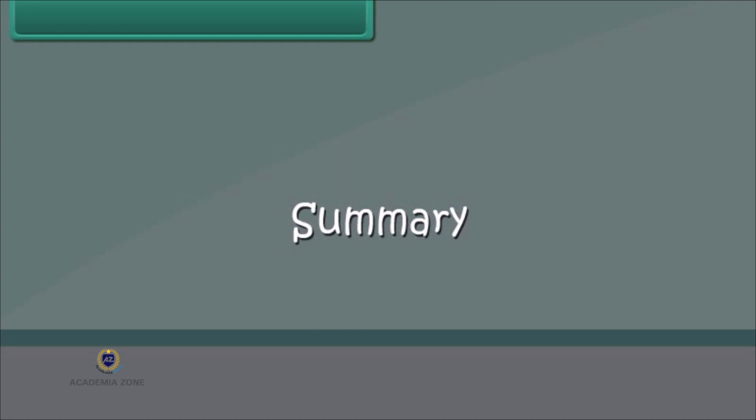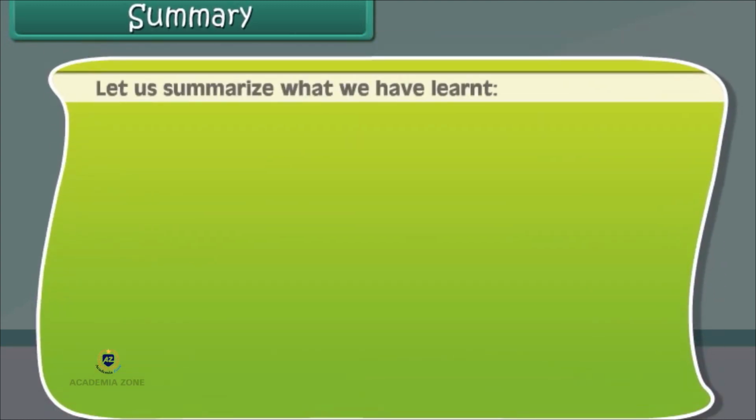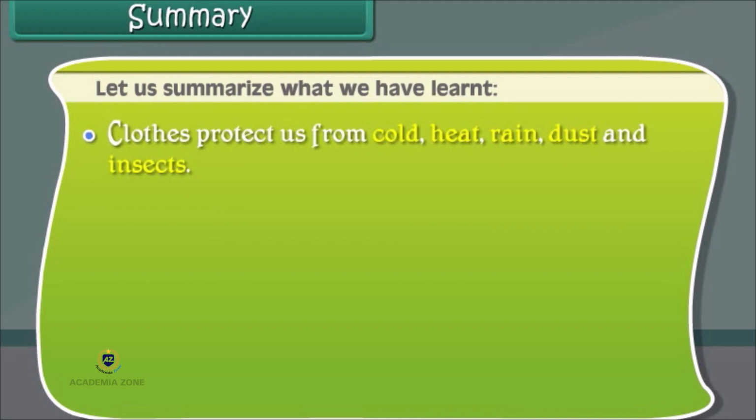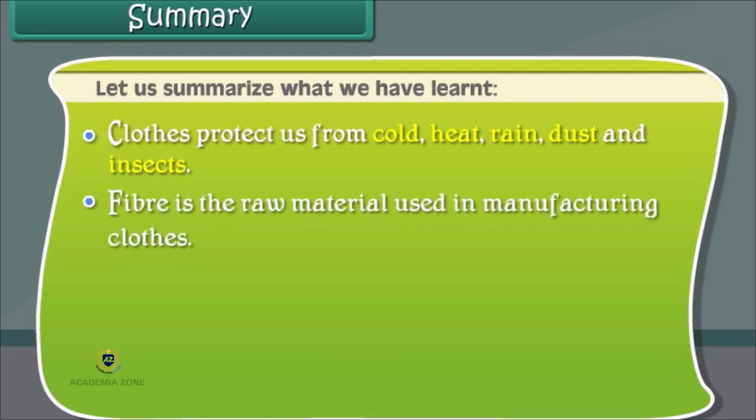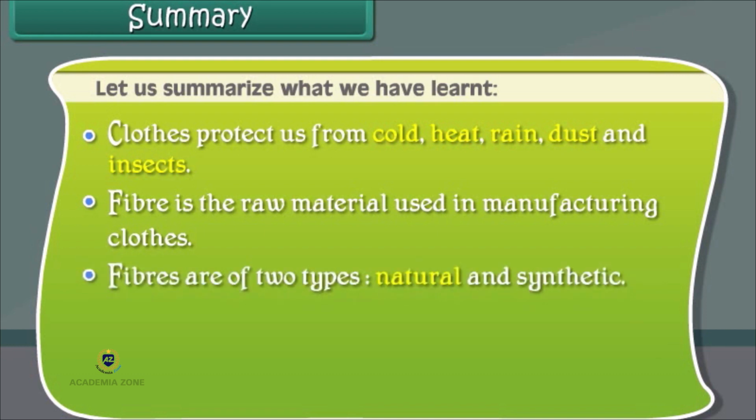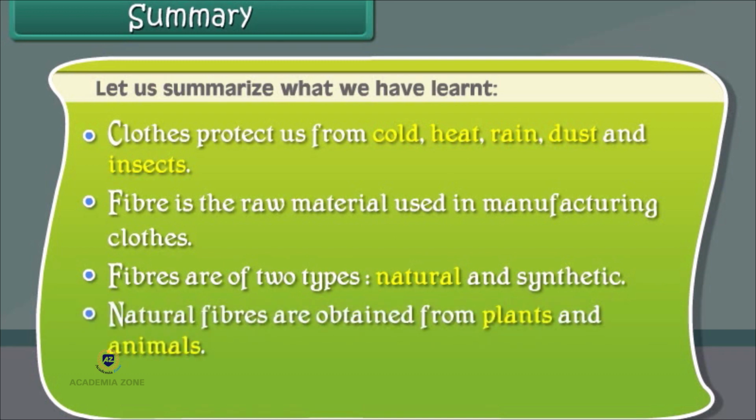Summary. Let us summarize what we have learned. Clothes protect us from cold, heat, rain, dust and insects. Fiber is the raw material used in manufacturing clothes. Fibers are of two types, natural and synthetic. Natural fibers are obtained from plants and animals. Synthetic fibers are man-made.